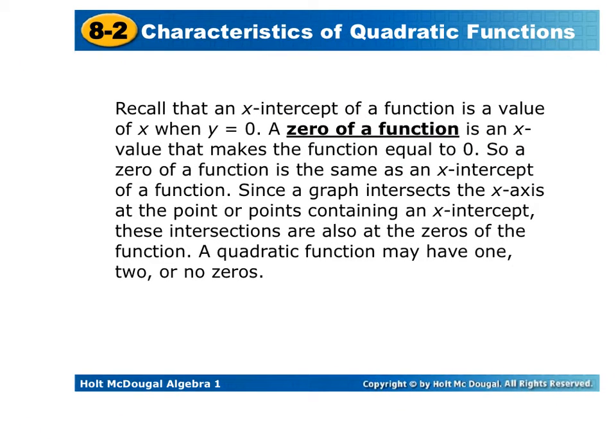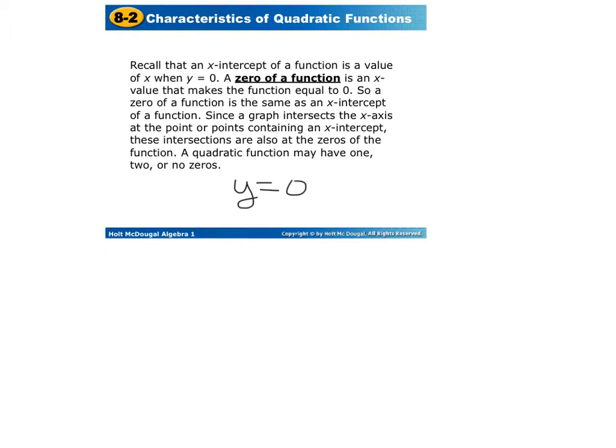So here it says, recall that an x-intercept of a function is a value of x when y equals 0. I just showed you that in the warm-up. So to find the x-intercept, you're going to make y equals 0 and then solve your equation. So finding the x-intercept is the same thing as finding the 0 of our function. Now, our quadratic functions may have 1 zero, 2 zeros, or no zeros. And I'm going to show you what I mean by this. I'll just draw it here, give you a quick sketch.